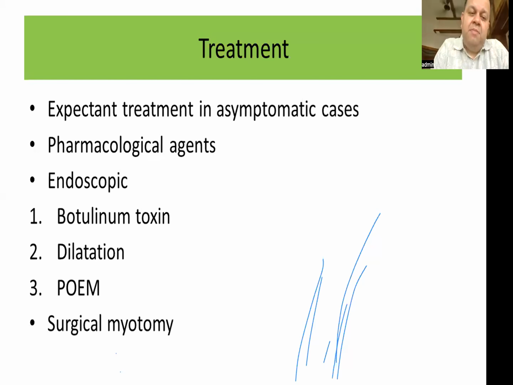Apart from this, if the patient is symptomatic, we have pharmacological agents, endoscopic therapies, and surgical myotomy that can be offered to these patients. I would be discussing each of the modalities in a little detail. The data on the use of all these modalities is very, very scanty, even in world literature, because this is a rare motility disorder. So we'll try to find out how best we can treat these patients.